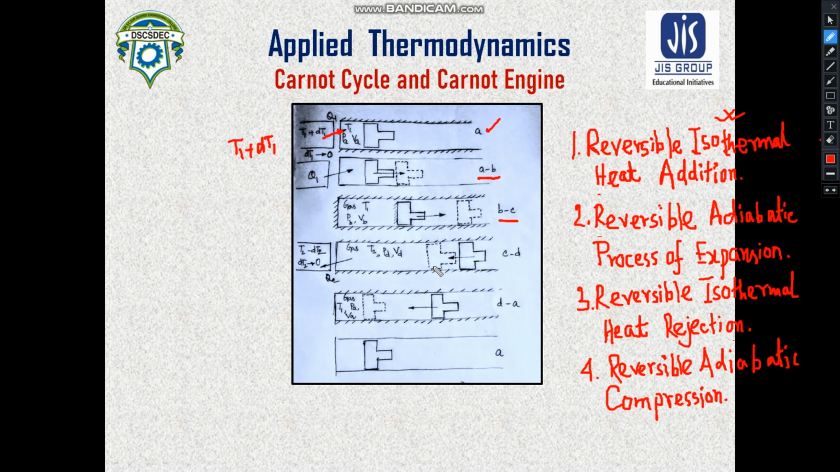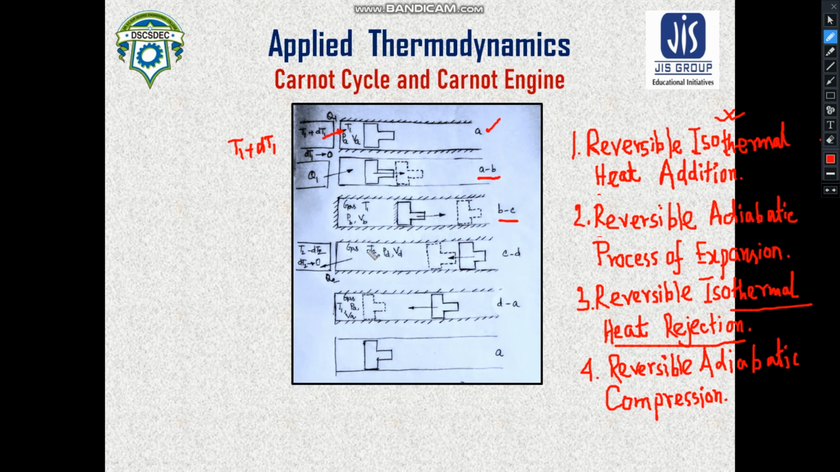So the temperature is maintained constant. In the first case we are slowly expanding the piston so that the temperature cannot vary, so that the temperature can remain constant. In the case of isothermal heat rejection, we are doing the opposite. We are slowly compressing the gas so that the temperature remains constant, because the isothermal condition has to be maintained.